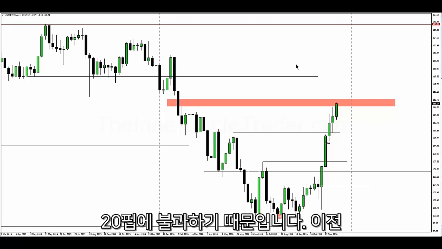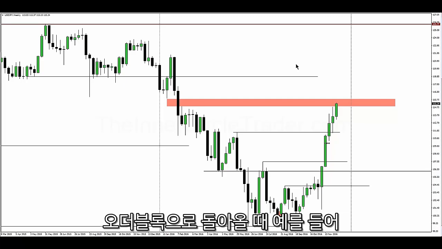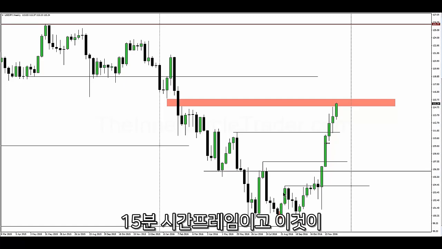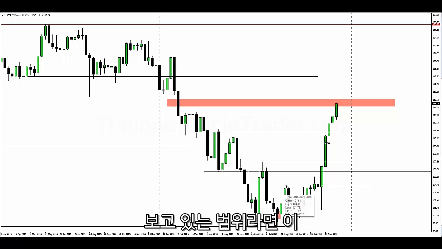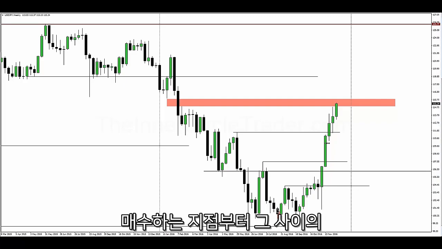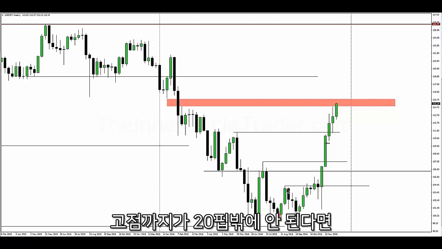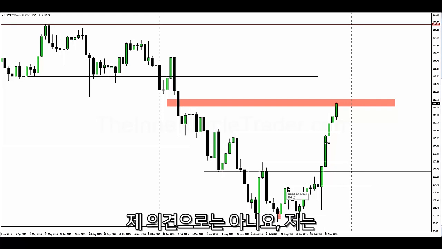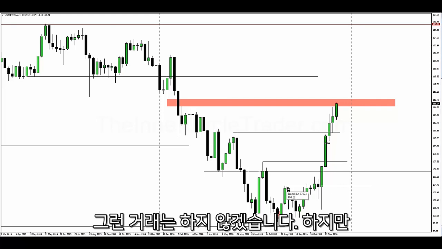When it returns back to the previous order block, for instance, if this is, say, an hourly chart or maybe a 15-minute time frame, and this is the range you're looking at here, this retracement. If the range is only from the order block where you would be buying up to the high in between, if that's only 20 pips, are you going to take that type of trade? My opinion would be no, I wouldn't personally take that trade.